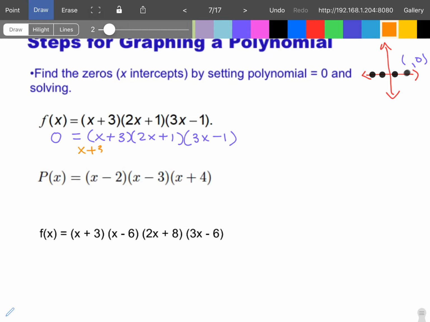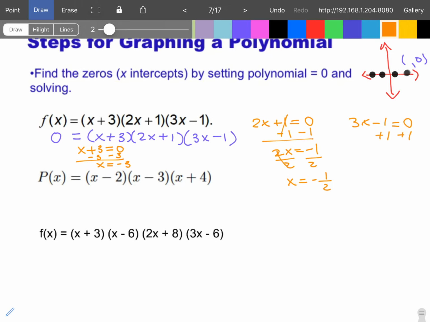So if we take the first one and say x plus 3 equals 0, we would solve that by subtracting 3 on both sides, which gives us x equals negative 3. And then if we take the next one, which I'm kind of running out of room, so I'm going to go over here, 2x plus 1 equals 0, we would solve that. Basic equations. So x equals negative 1/2, or if you want to write negative 0.5, it's the same thing. And then 3x minus 1 equals 0.